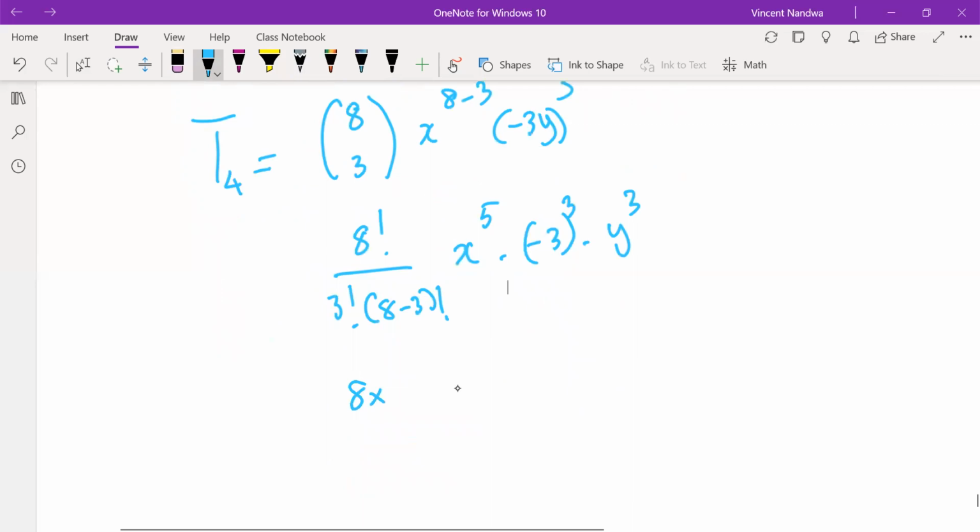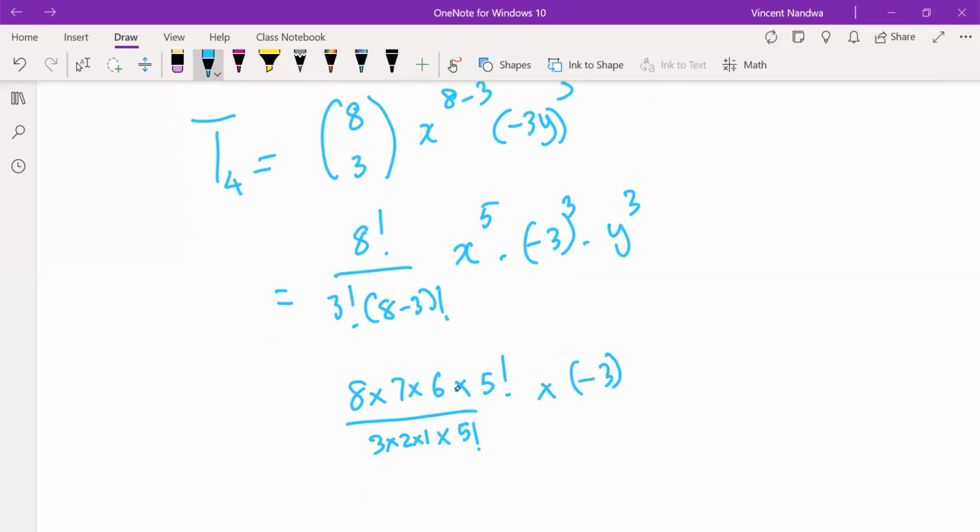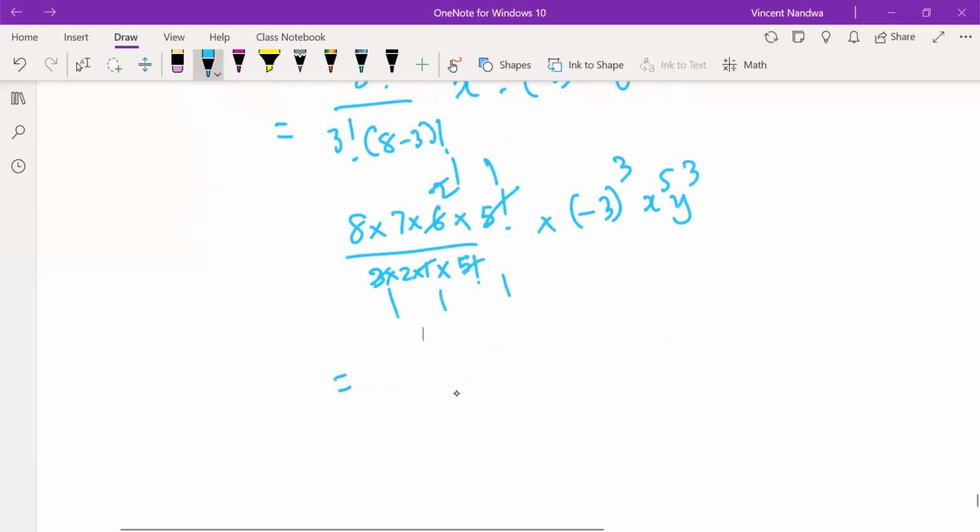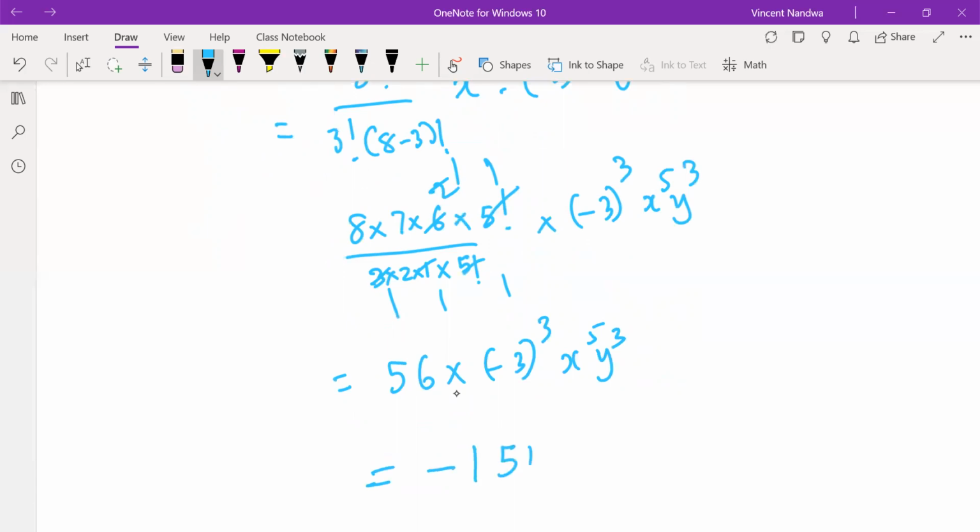So 8 times 7 times 6 times 5 factorial over 3 times 2 times 1 times 5 factorial, times (−3)^3 x^5 y^3. The 5 factorial cancels out, and 8 times 7 is 56, times (−3)^3 x^5 y^3. So this will be −1512 x^5 y^3.